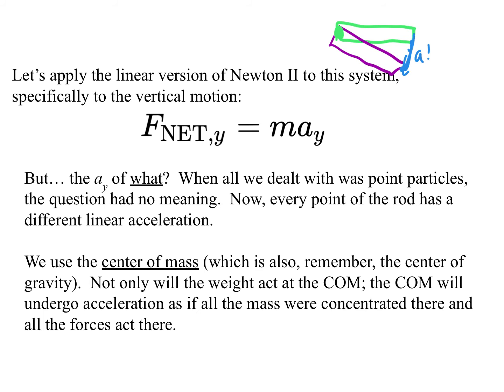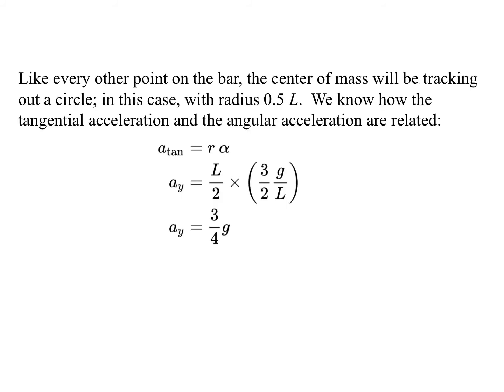So we have to now talk about, in this, what a do we have? And it turns out that we use the center of mass, which is also known as the center of gravity. Not only does the weight act at the center of mass, the center of mass will also undergo acceleration as if all of the mass were concentrated there and all the forces acted there. It stands in for the extended object in our analysis. Like every other point on the bar, the center of mass will be tracking out a circle, in this case with radius 1/2 L. We know how the tangential acceleration and the angular acceleration are related. That is that a tangent equals r alpha.